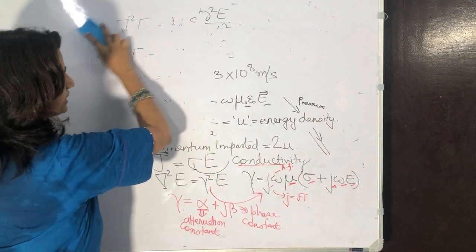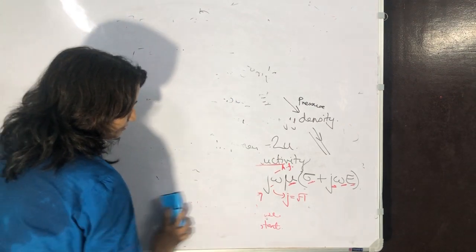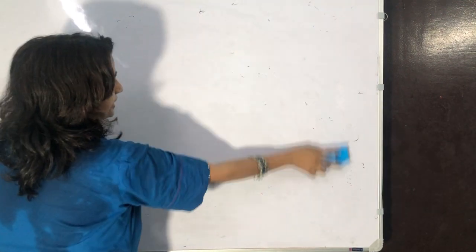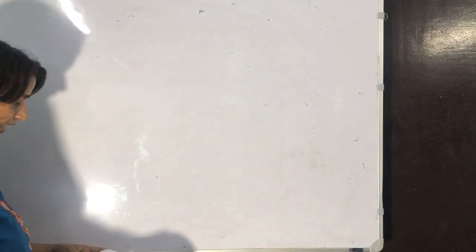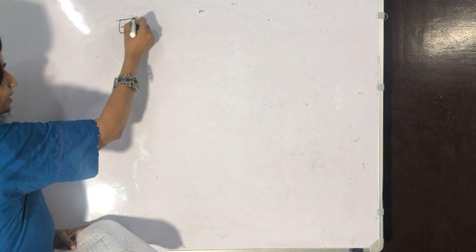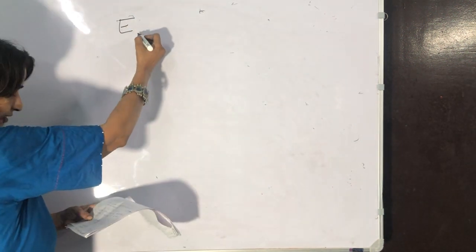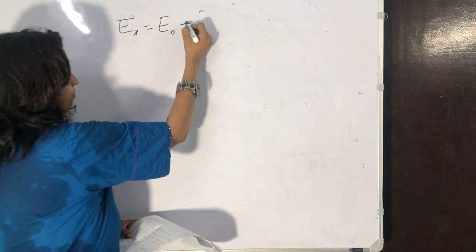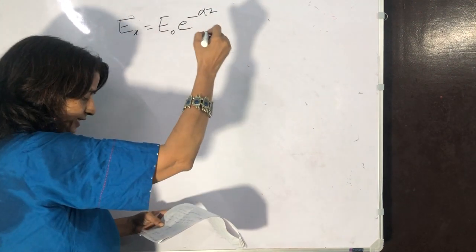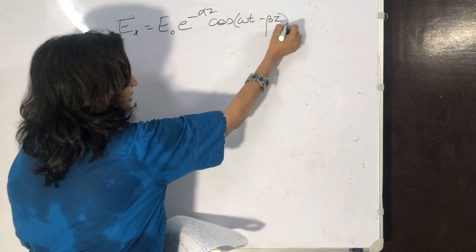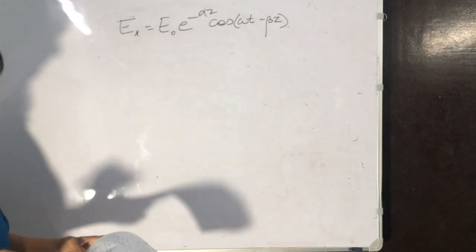Just remember these formulas. When an electromagnetic wave travels in conducting media, for a conducting media, the uniform plane wave that propagates in the forward z direction with phase constant beta is given by Ex is equal to E naught e to the power of minus alpha z cos(omega t minus beta z). You just memorize it for now. We will derive it step by step.